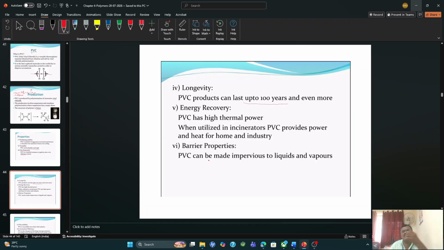It's generally not necessary to worry about the stability of PVC pipes unless we do any firing. These materials are very, very stable. And one more thing, PVC has high thermal power. When utilized in incinerators, PVC produces power and heat for homes and industries. Barrier properties: PVC can be made impervious to liquids and vapors.